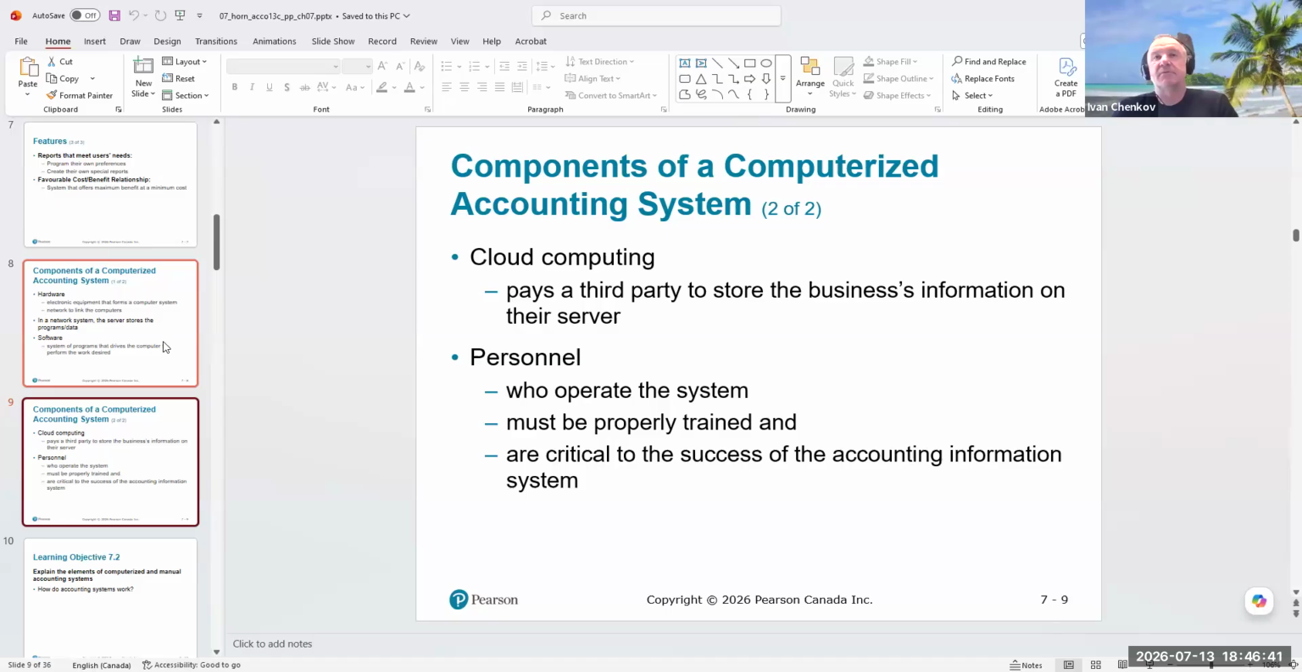Personnel is the people who are going to be operating the system. Obviously, that personnel has to be appropriately trained in order for you to have success in using, implementing, and extracting information from that accounting information system.